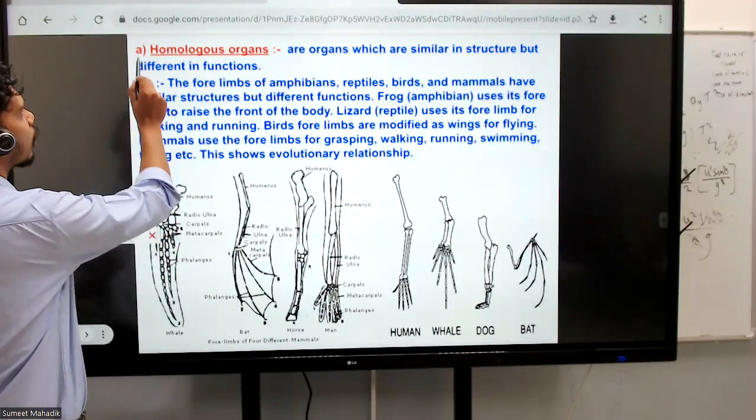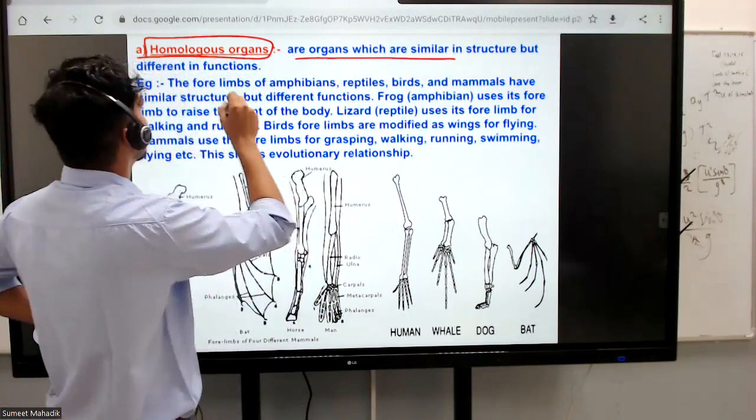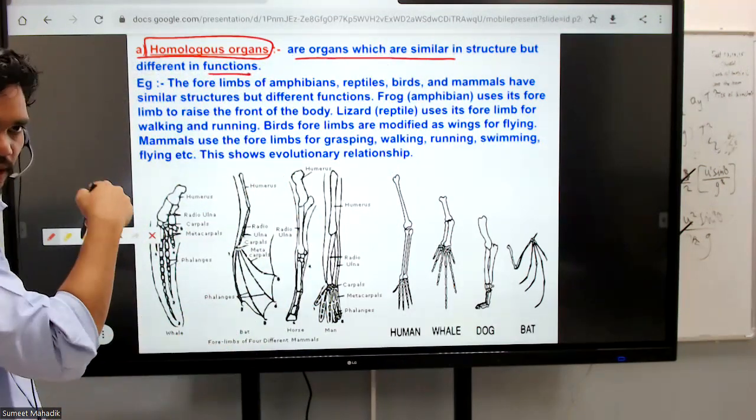When I talk about homologous organs, this question can arise. Organs which are similar in structure but different in function. We have just seen this earlier.